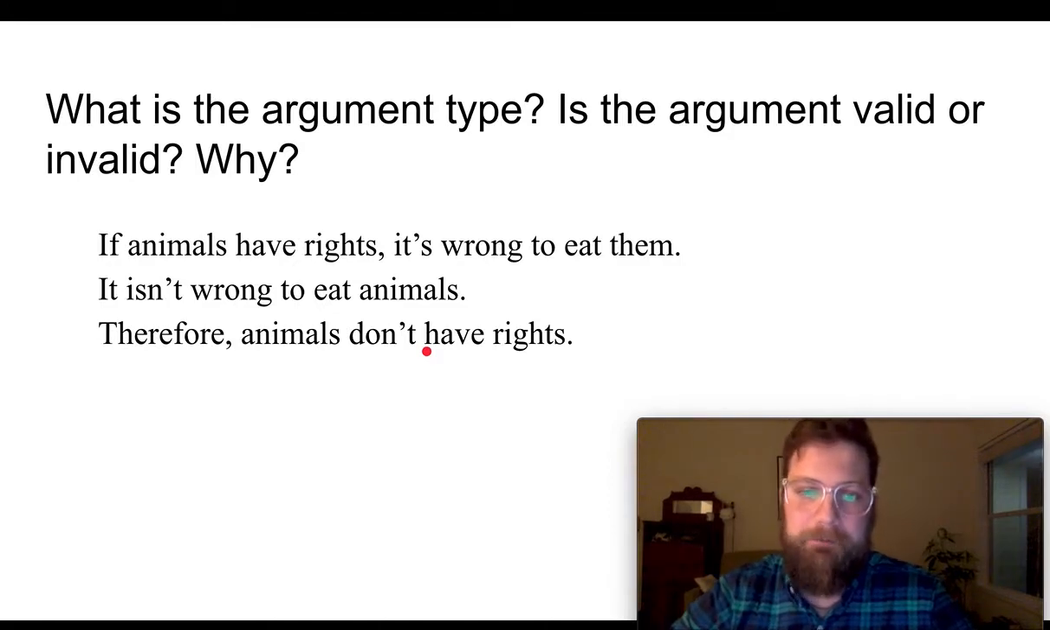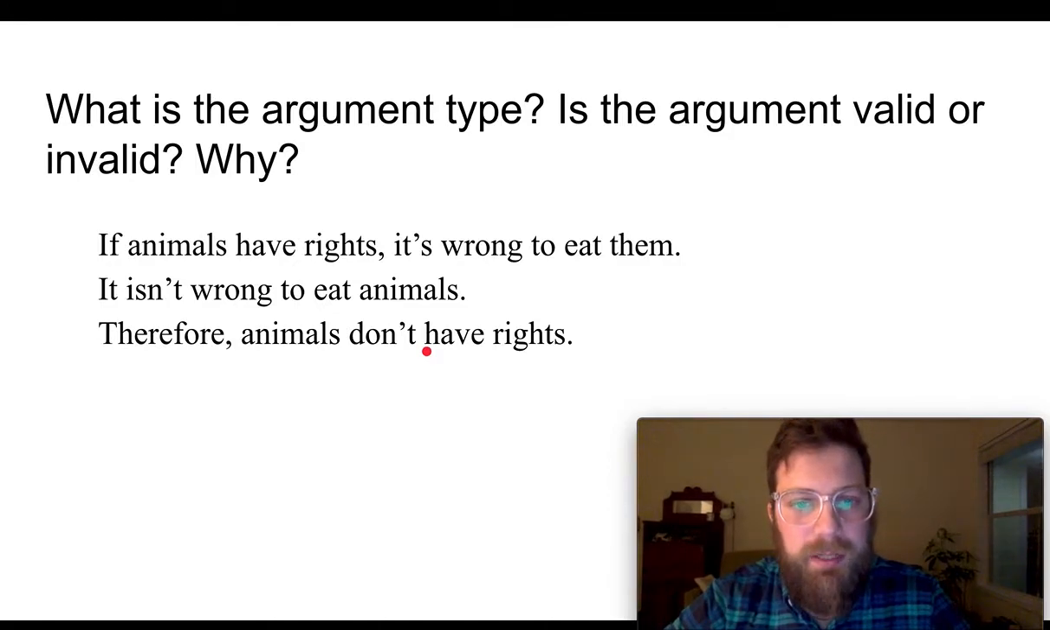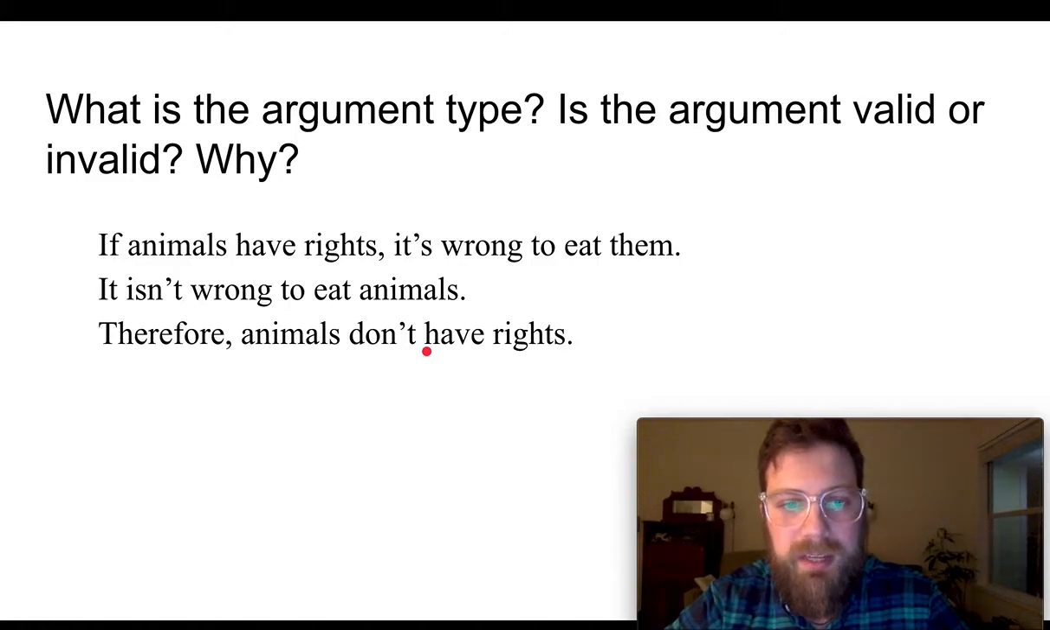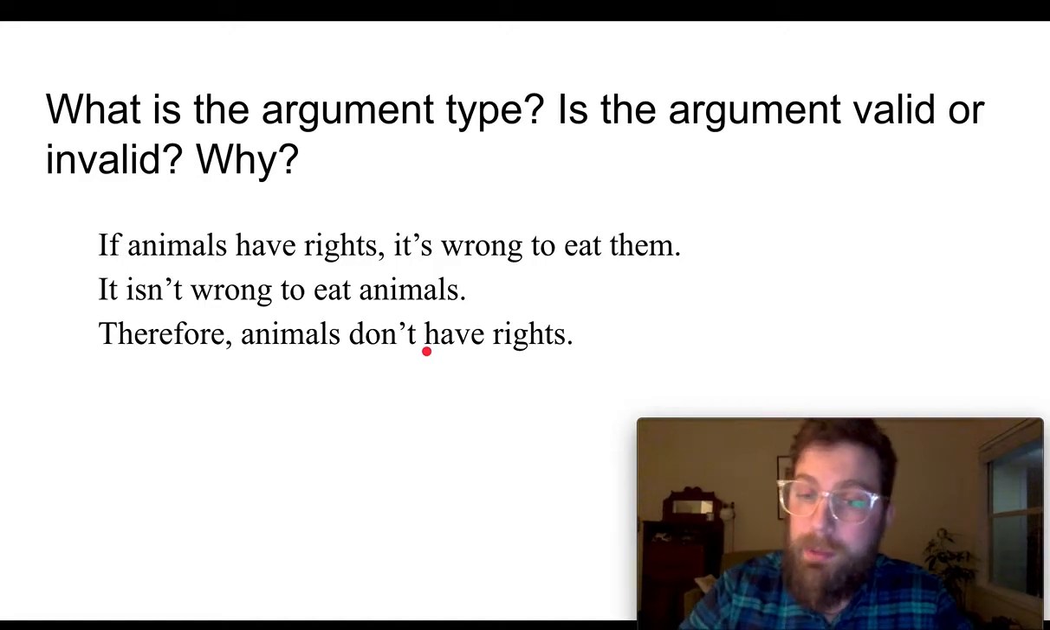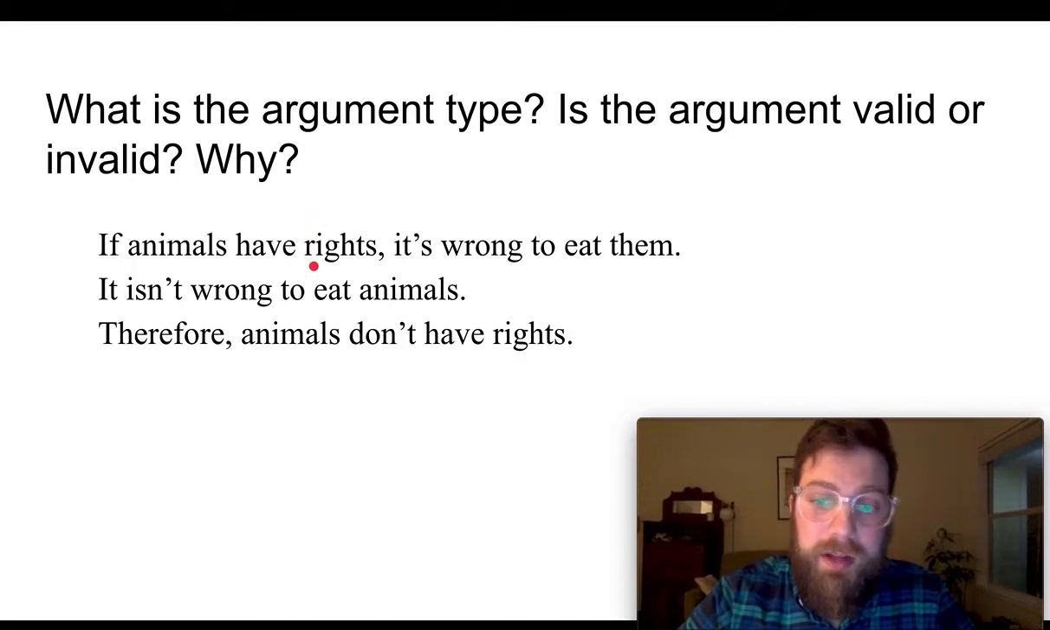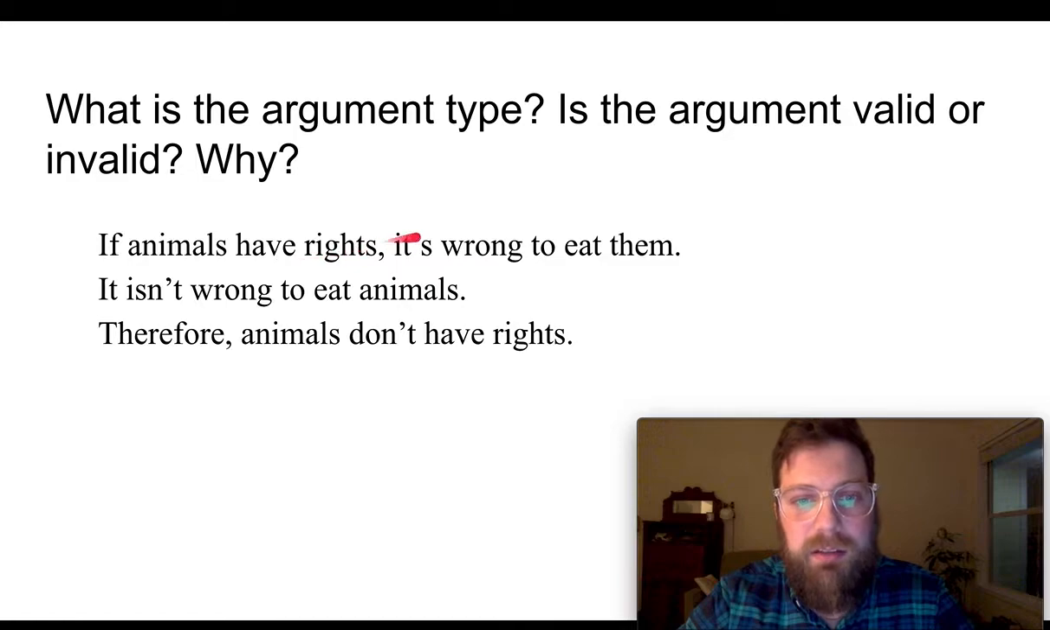Okay, here's one. If animals have rights, it's wrong to eat them. It's not wrong to eat animals. Therefore, animals don't have rights. Okay, so let's plug in the logical form of this argument. If P, then Q, right? So P is animals have rights, and Q is it's wrong to eat them.